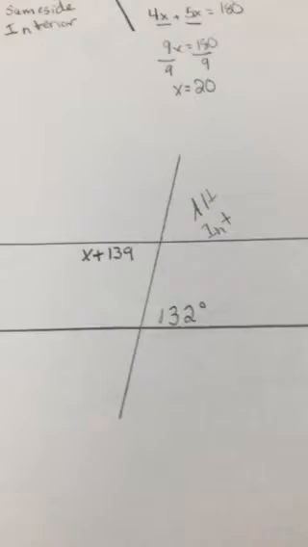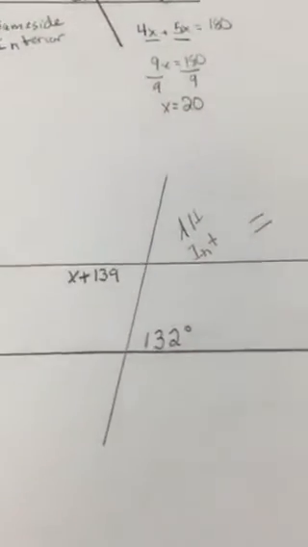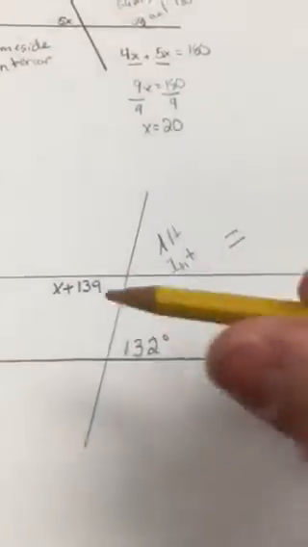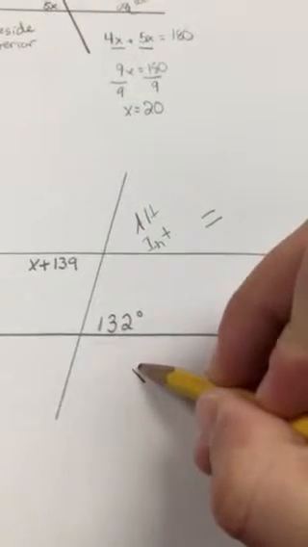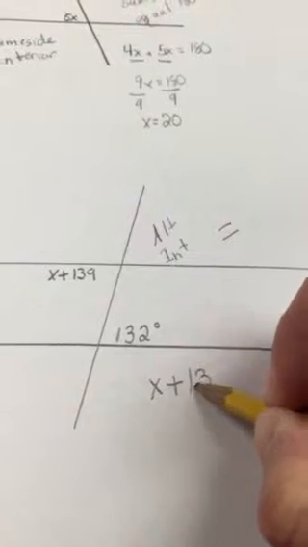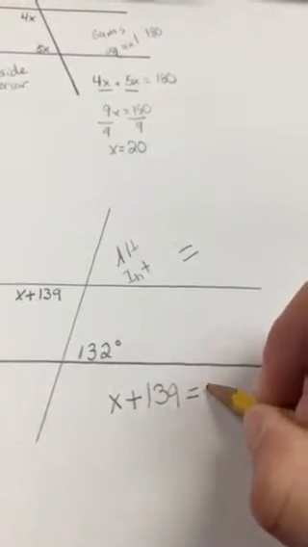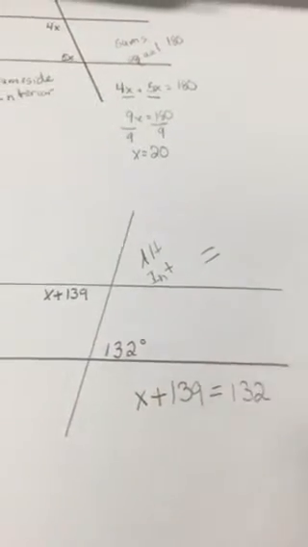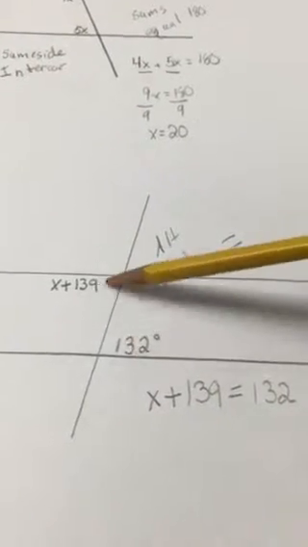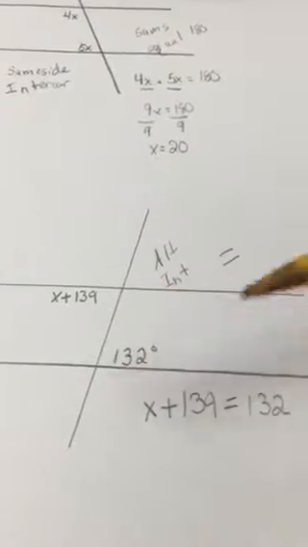They are congruent, exactly. And since they are congruent, that means they are equal. They are the same. So to solve for x, we can set these two angles equal to each other. x plus 139 equals 132. All we said was alternate interior angles are equal to each other. So if we want to solve for x, set the two angles equal to each other.